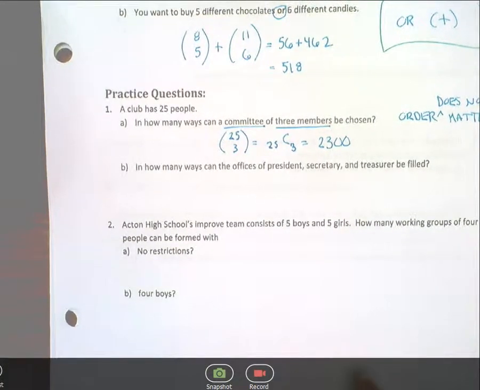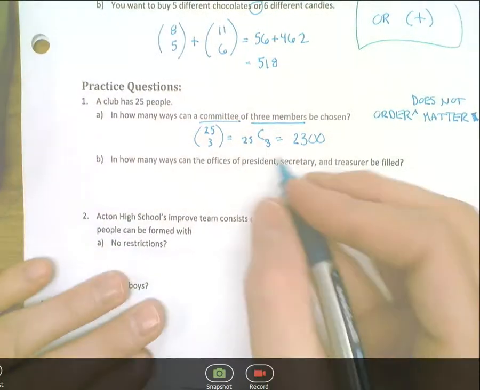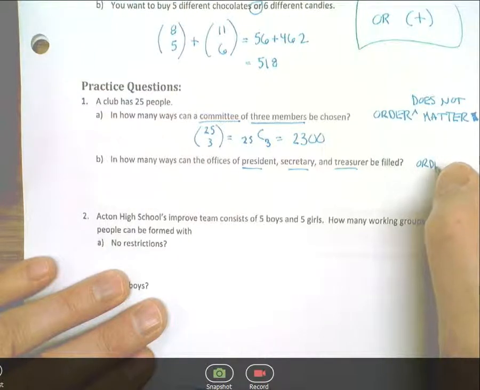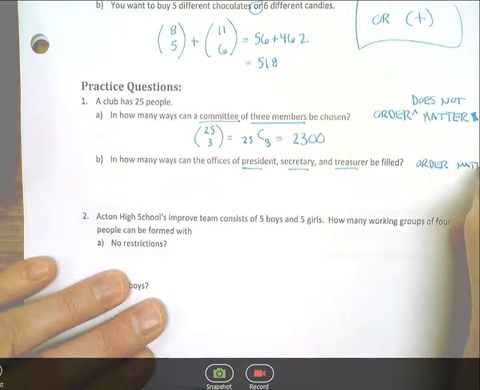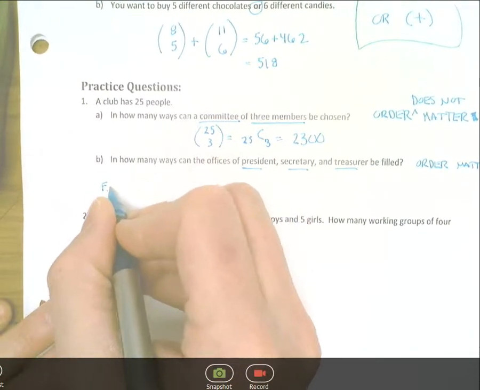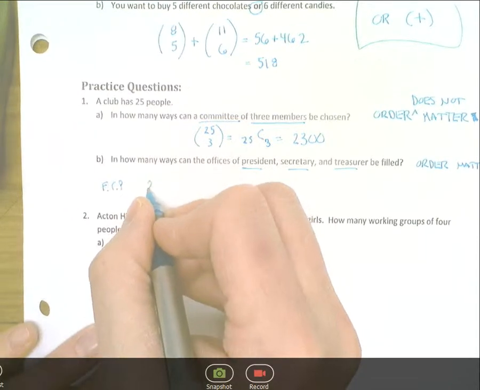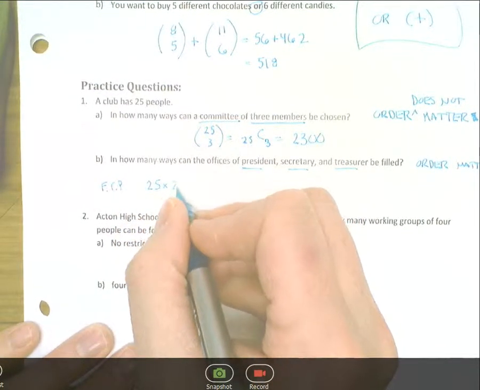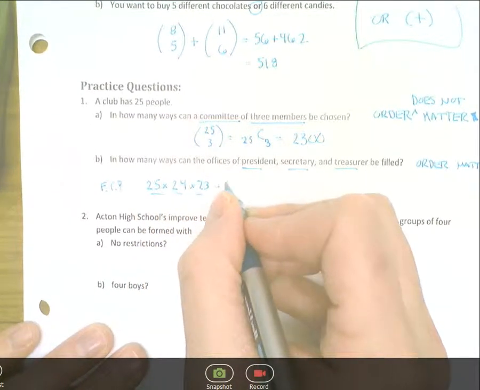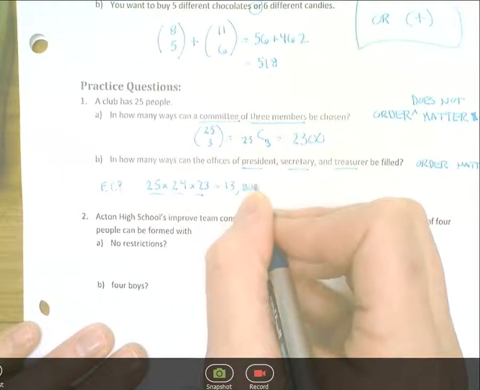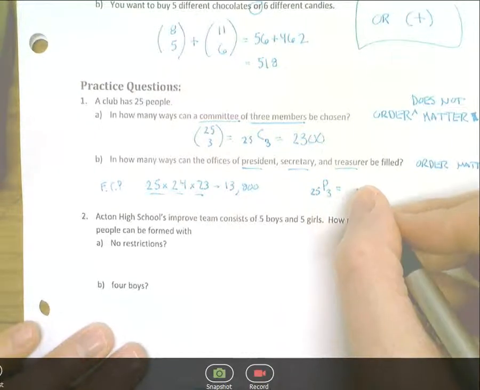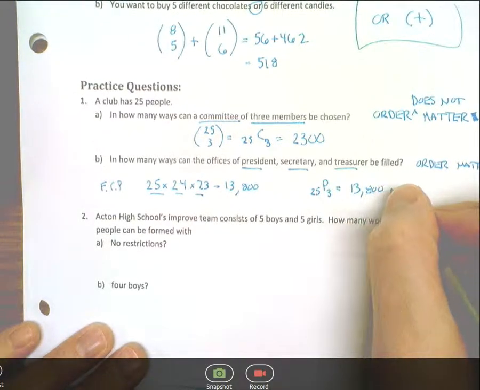In the next one, it says, how many ways can you fill the office of president, secretary, and treasurer? In this one, of course, order matters. The fundamental counting principle says there are 25 choices for the first person, then 24 people left to pick from, and 23 left for the last one. And that's a big number, 13,800 different arrangements. Or you could just say it's 25 and we're picking 3 of them. 13,800. Same answer.